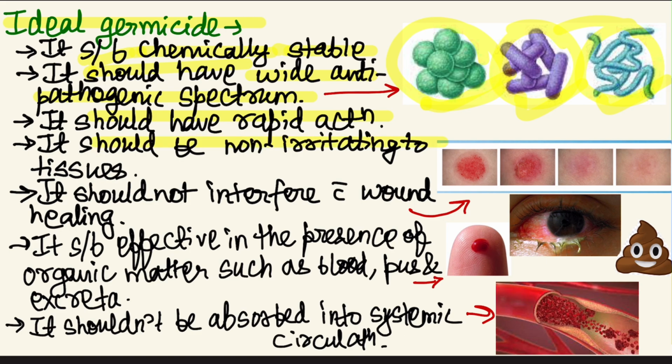It should be non-irritating to the tissues, and it should not interfere with wound healing. As you can see here, this image shows wound healing. So the germicide should not affect the wound healing process. Then it should be effective in the presence of organic matter like blood, pus, and stools. Next, it should not be absorbed into the systemic circulation. That is, if it is absorbed into the systemic circulation, then it will have systemic side effects.